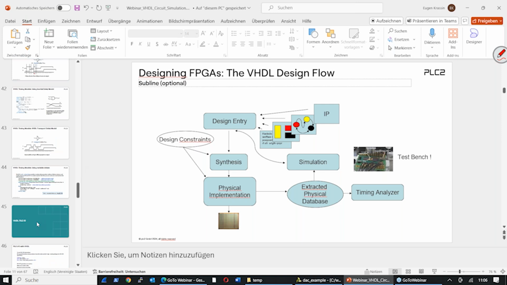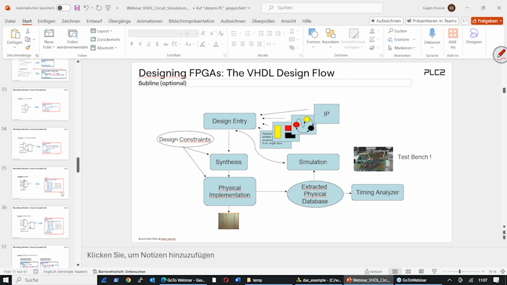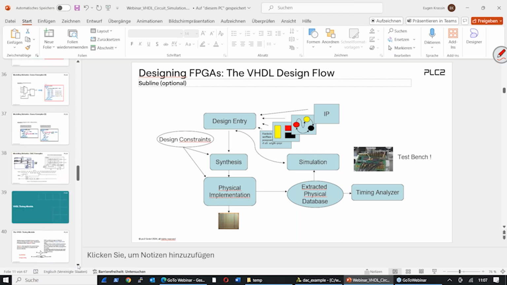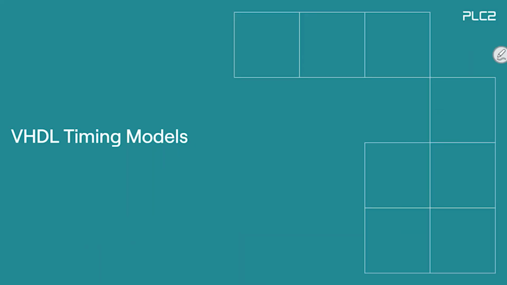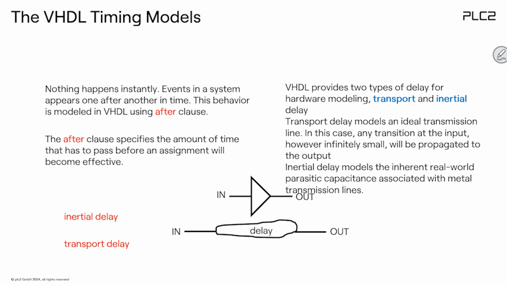So this second part starts right here, and let me go, sorry, a little bit too fast. Yeah, let me go this way. So this is the timing model. That's the beginning of the second part, timing model. So what is a timing model? In order to model external components, you have the so-called VHDL timing model. So what is all about this VHDL timing model?